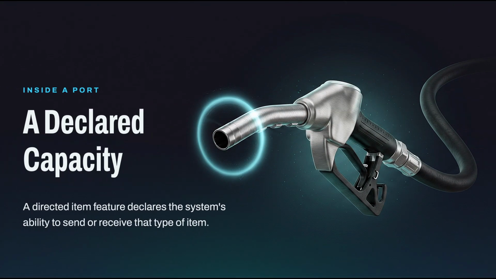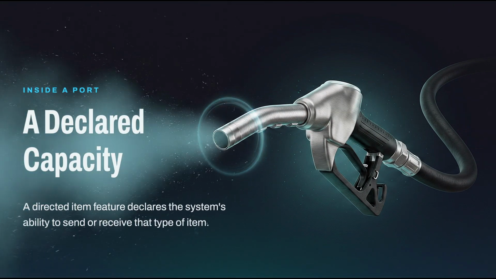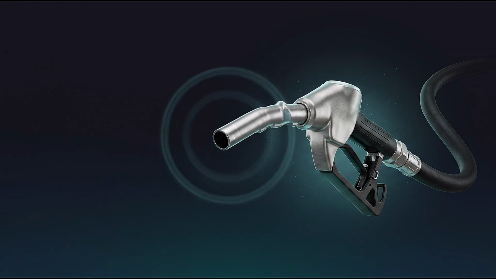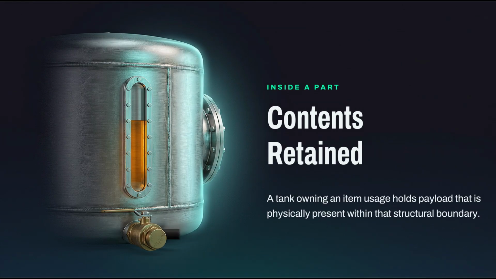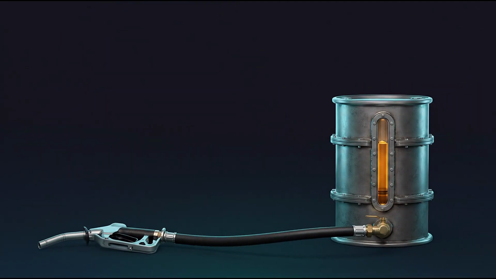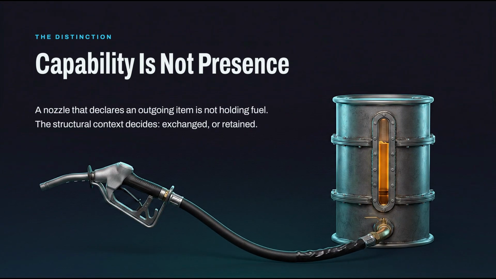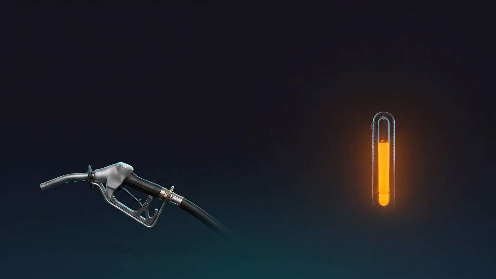Inside a port, a directed item feature declares the capacity to exchange that item. Inside a part, an item usage can represent contents that the part stores. This distinction is important. A port does not contain fuel merely because it declares an out item. It defines the system's ability to send that type of fuel. Conversely, a tank that owns an item usage represents fuel that is physically present and retained within that structural boundary.